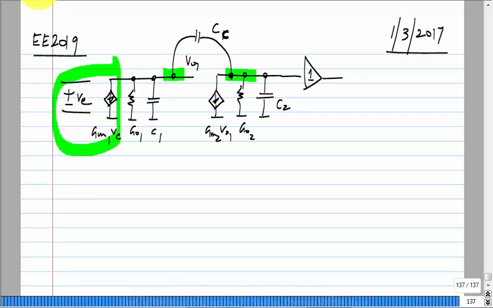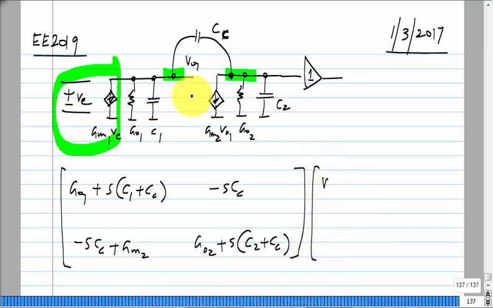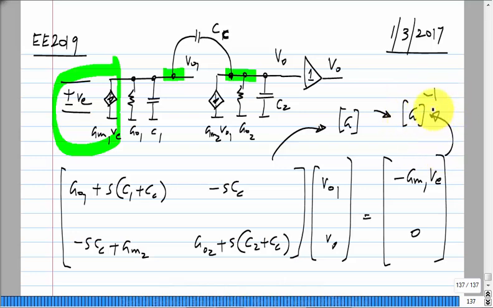So, anyway, if you do write the nodal analysis equations, we get GO1 plus SC1 plus CC minus SCC, and then here, this is the admittance matrix times the variable vector. This is VO, this is also VO because it is a buffer, and the whole thing equals the current source vector, which is that. And you can of course simply, if this is the matrix G, you have to invert it and pre multiply this vector by the inverse to get the solution.